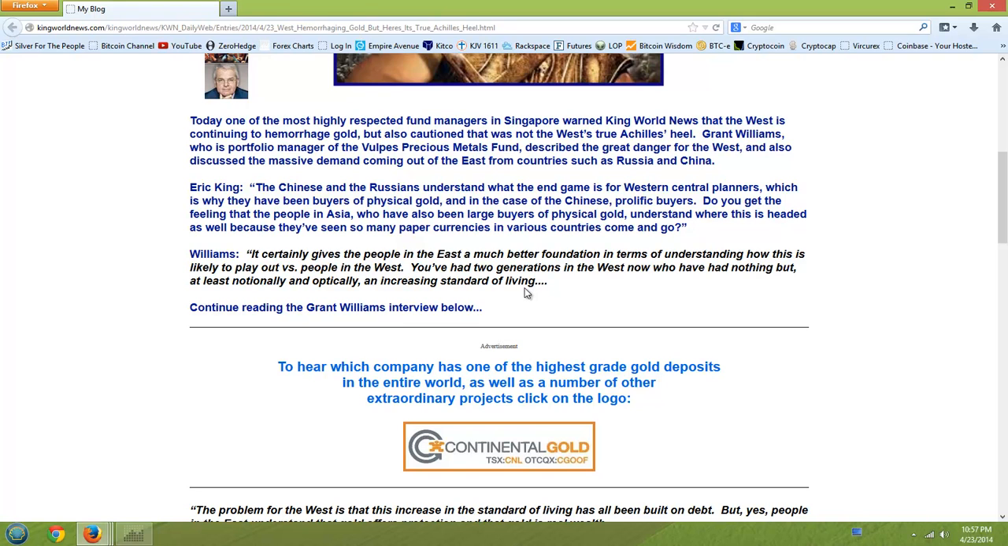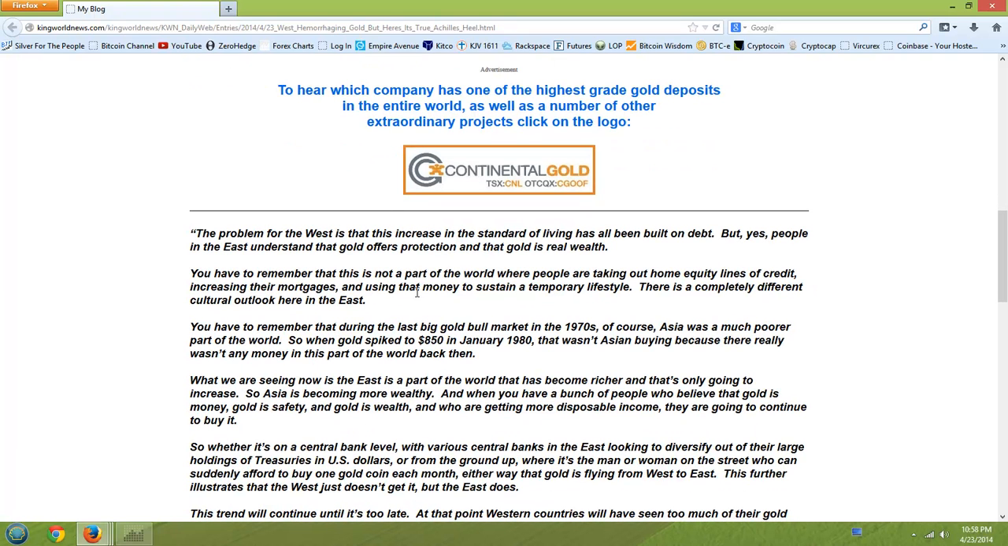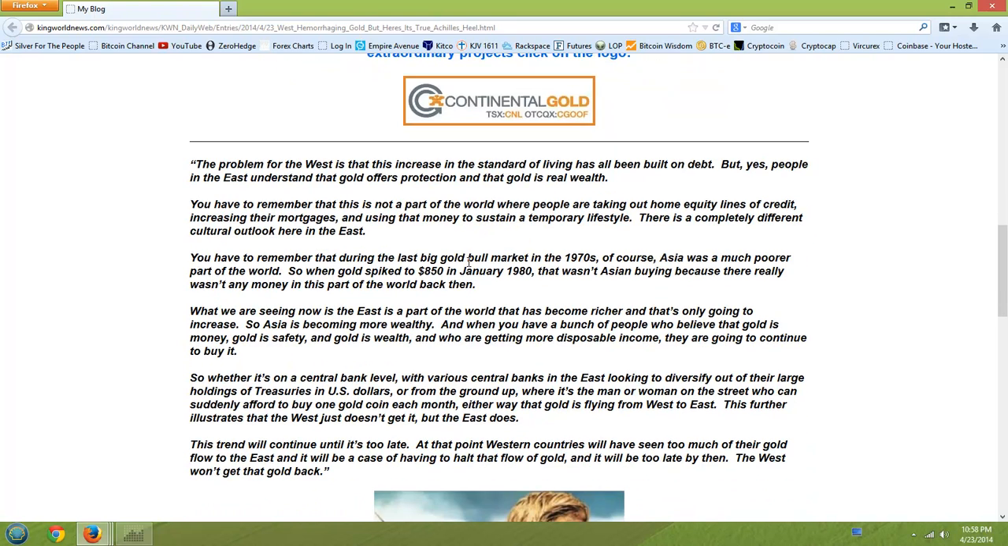Williams: It certainly gives the people in the East a much better foundation in terms of understanding how this is likely to play out versus people in the West. You've had two generations in the West now who've had nothing but, at least notionally and optically, an increase in the standard of living. The problem for the West is that this increase in the standard of living has all been built on debt. But yes, people in the East understand that gold offers protection and that gold is real wealth.